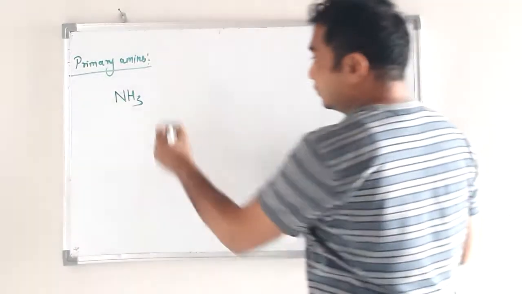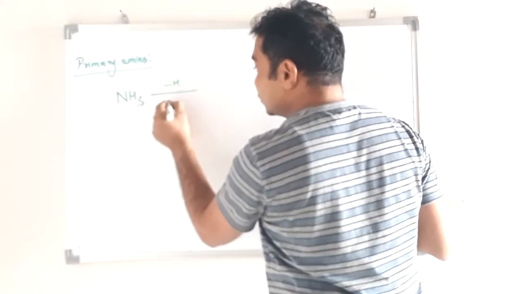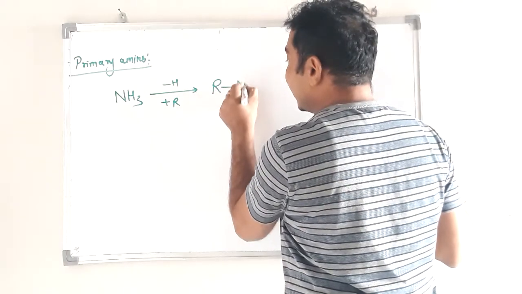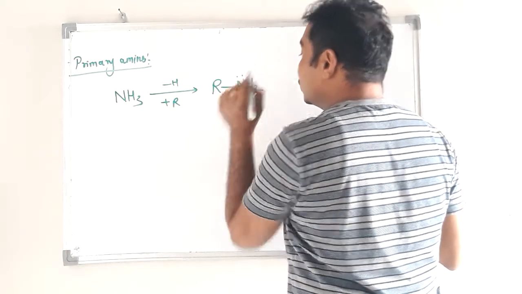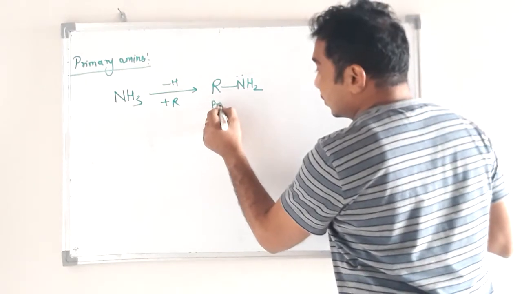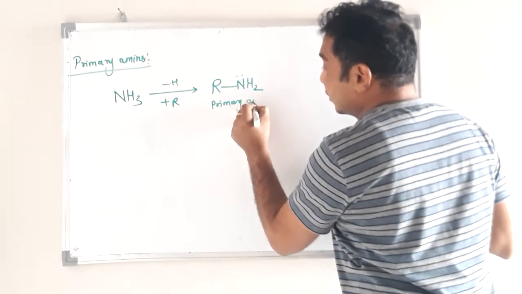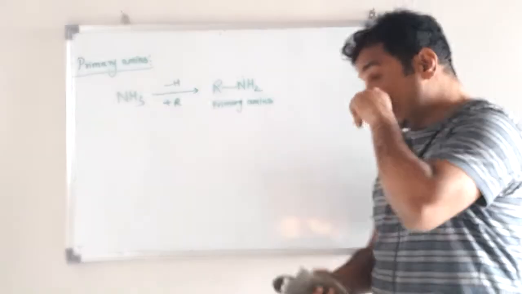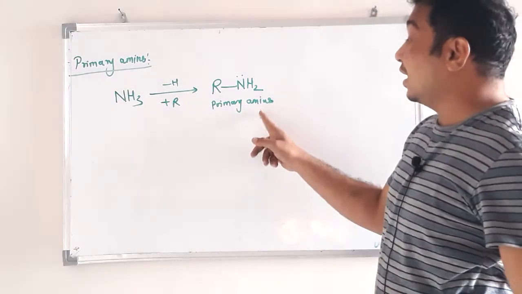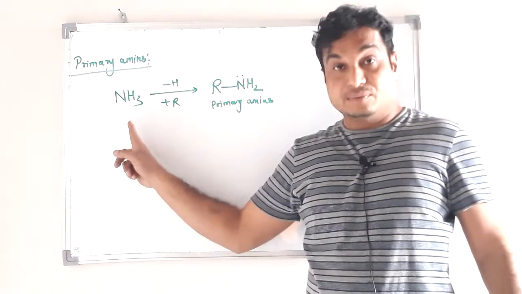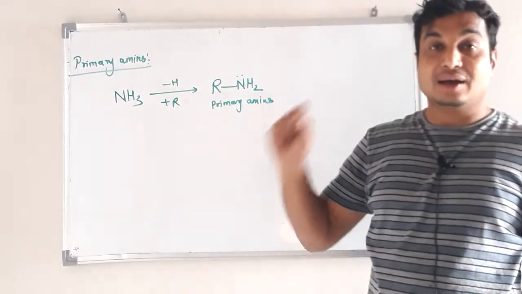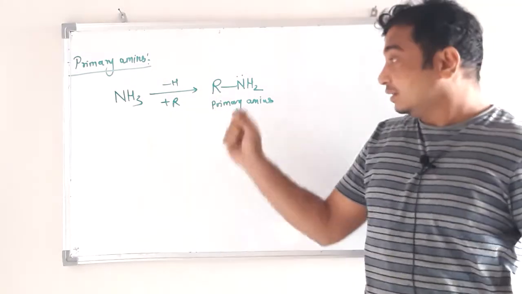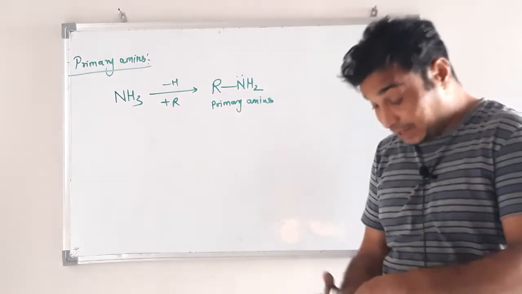Again, ammonia. If we replace one hydrogen by one alkyl group or aryl group, then the resulting compound is like this, R bond NH2. This is called primary amines. What is primary amines? Primary amines are obtained from ammonia by replacing one hydrogen atom by one alkyl group or aryl group. Okay, that is called primary amines.